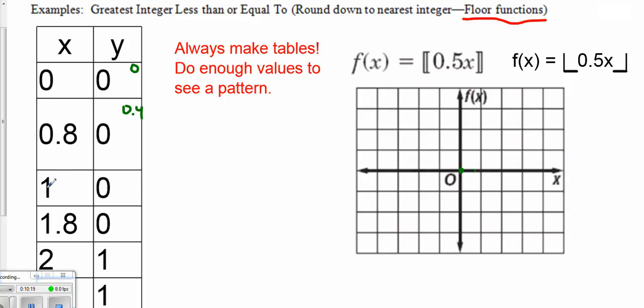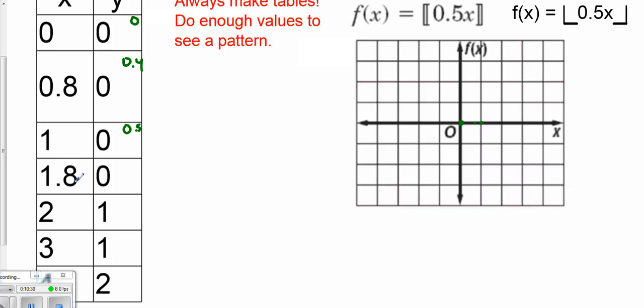If we take 1 times 0.5, we'd get 0.5, and we would round it down to 0. So 1 is still here. Notice we haven't jumped up yet. If we take 1.8 times 0.5, we get 0.9, round it down, and we still have 0. So notice this one goes all the way over here. As we slowly approach 2, though, if we plugged in 2, 0.5 times 2 would be 1. 1 rounded down to the nearest integer is 1. So this is where it would finally make that jump right here.